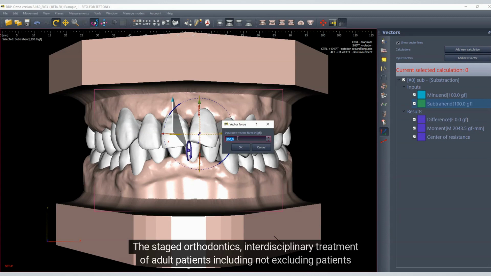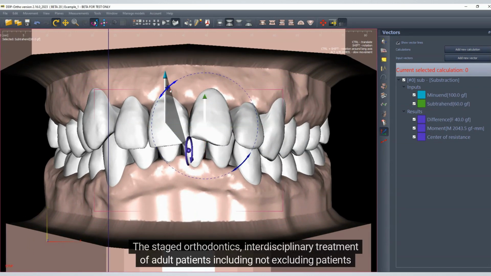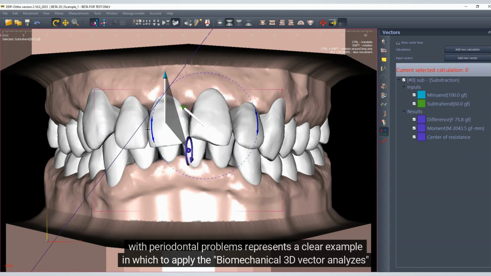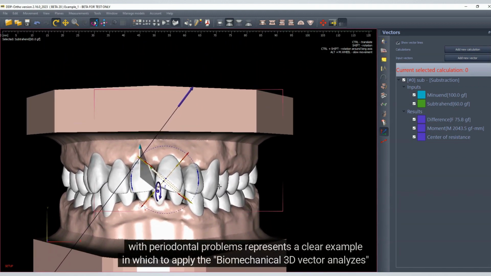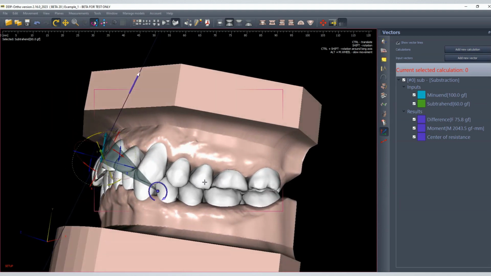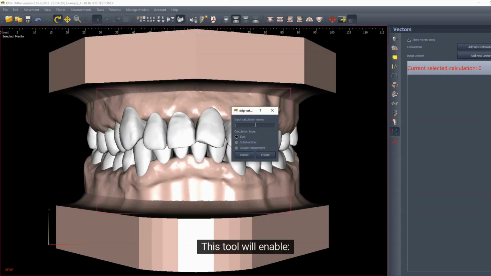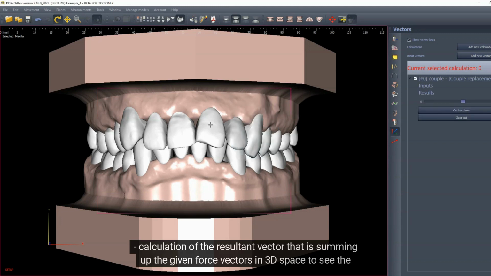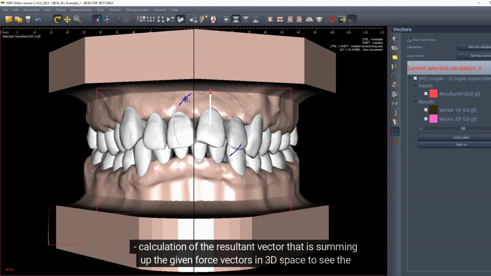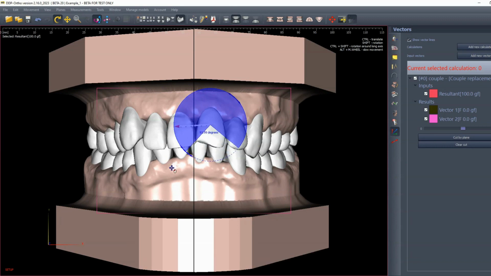Staged orthodontics, the interdisciplinary treatment of adult patients, including patients with periodontal problems, represents a clear example in which to apply the biomechanical 3D vector analyses concepts. This tool enables calculation of the resultant vector, that is, summing up the given force vectors in 3D space to see the actual treatment needs.